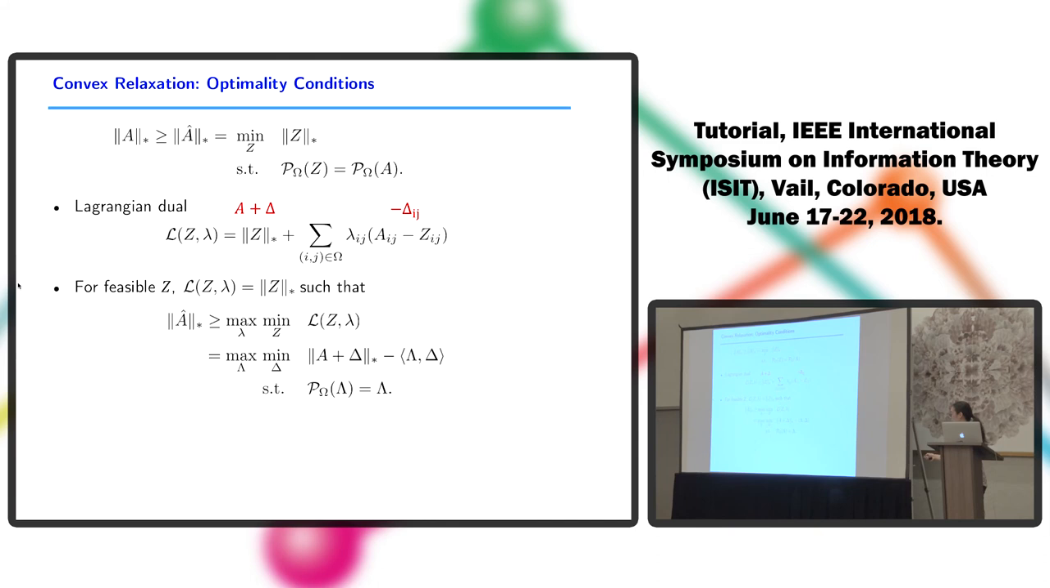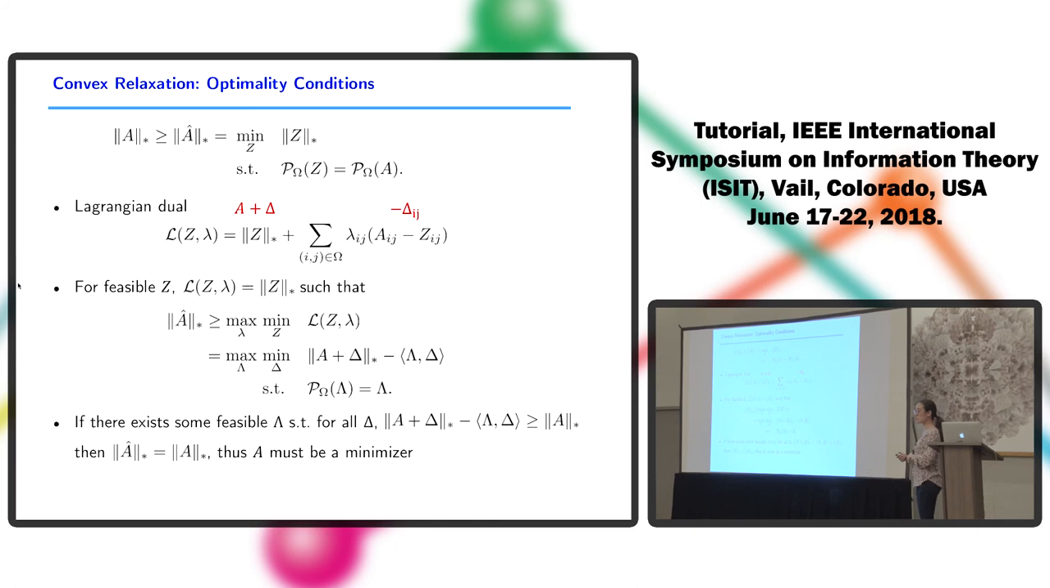So suppose there existed some feasible lambda, feasible meaning that it satisfies this condition, so some set of Lagrange multipliers such that for all delta, the objective function of the dual is lower bounded by the nuclear norm of A. Well, why is that nice?